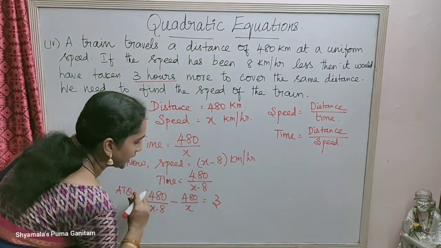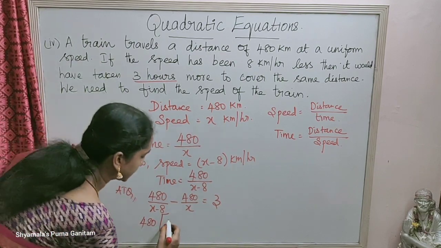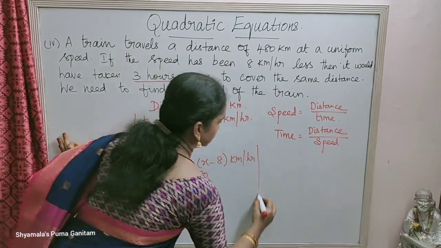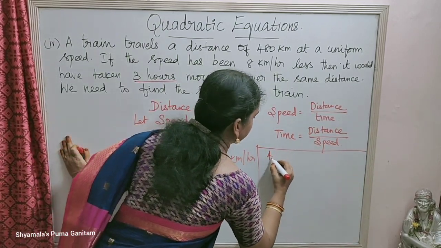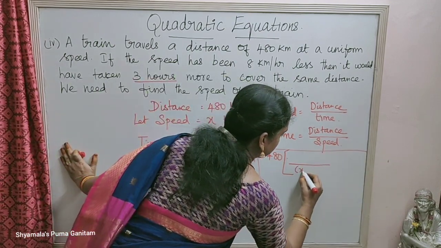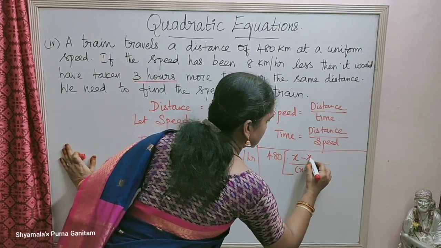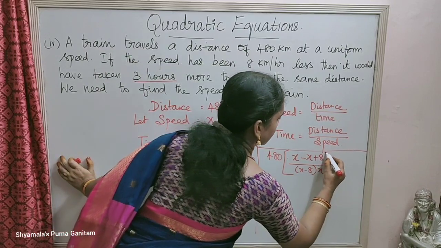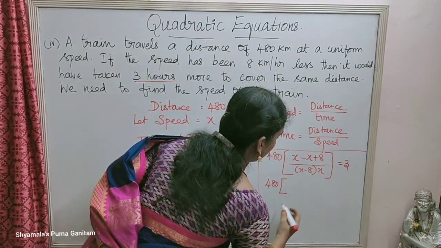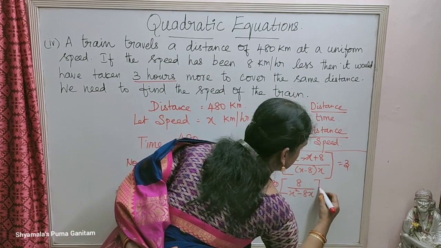So this has to be simplified to a quadratic equation. 480 is common to both, so I am taking 480 common outside. The balance will be 1 by x minus 8 minus 1 by x is equal to 3. Now I will simplify this: 480 into, taking the LCM, x minus 8 into x. The numerator will be x minus x plus 8, since the minus is multiplied in. Is equal to 3. So x minus x will get cancelled, leaving 480 into 8 by x squared minus 8x is equal to 3.